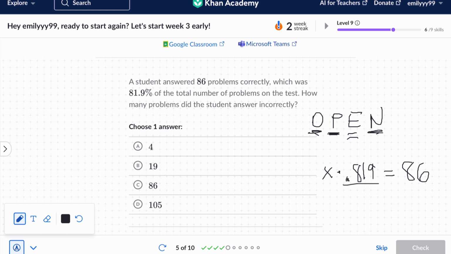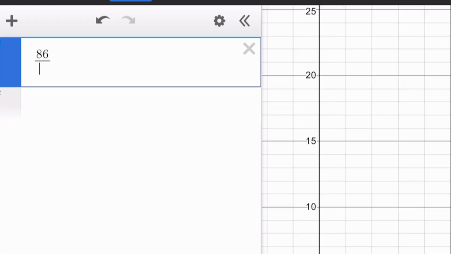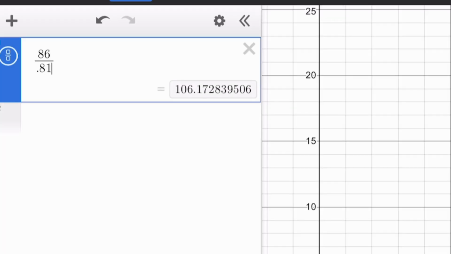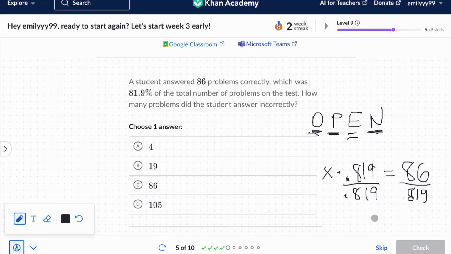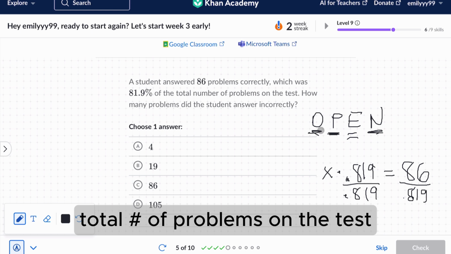And so what we do here is just divide both sides by 0.819. And so when we do that on the calculator, 86 divided by 0.819, that's going to give us 105. So 105 is the total number. 105 is the original number.